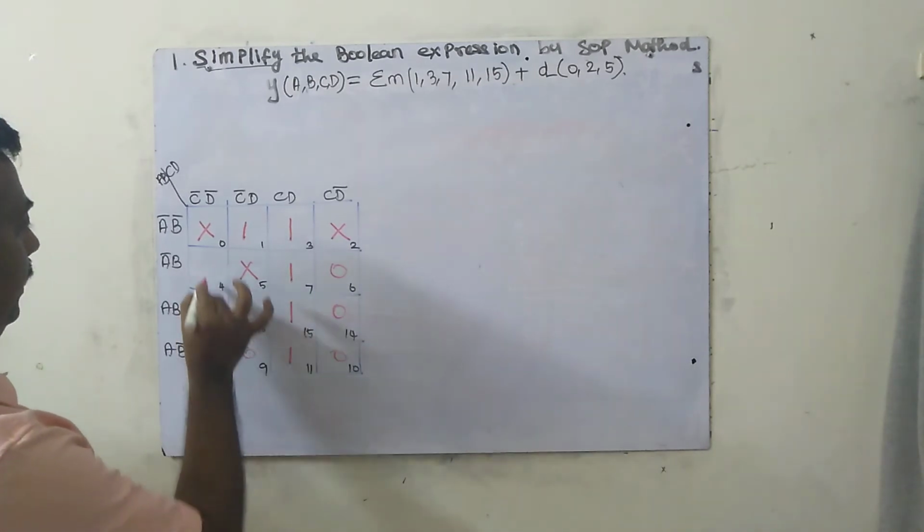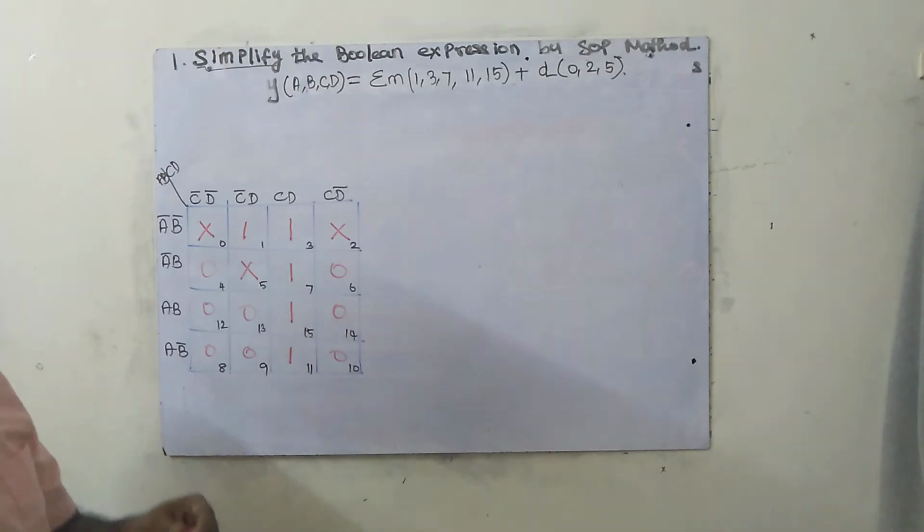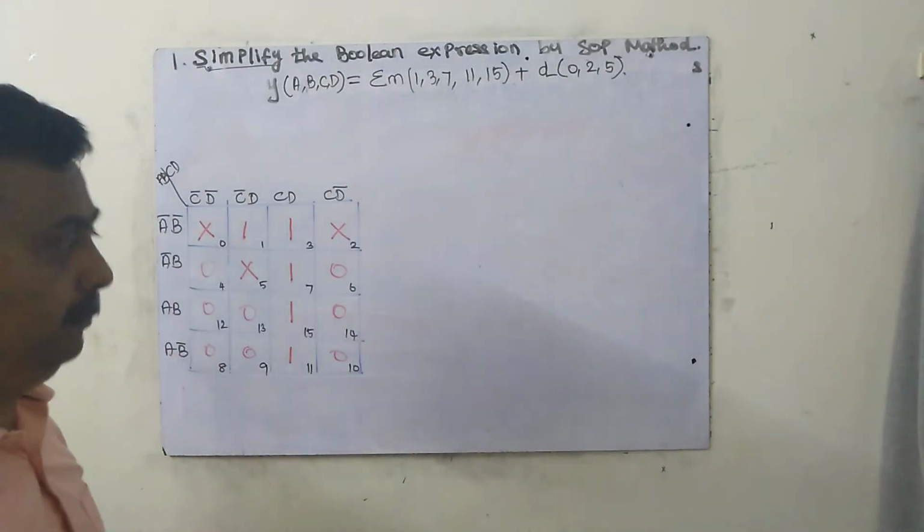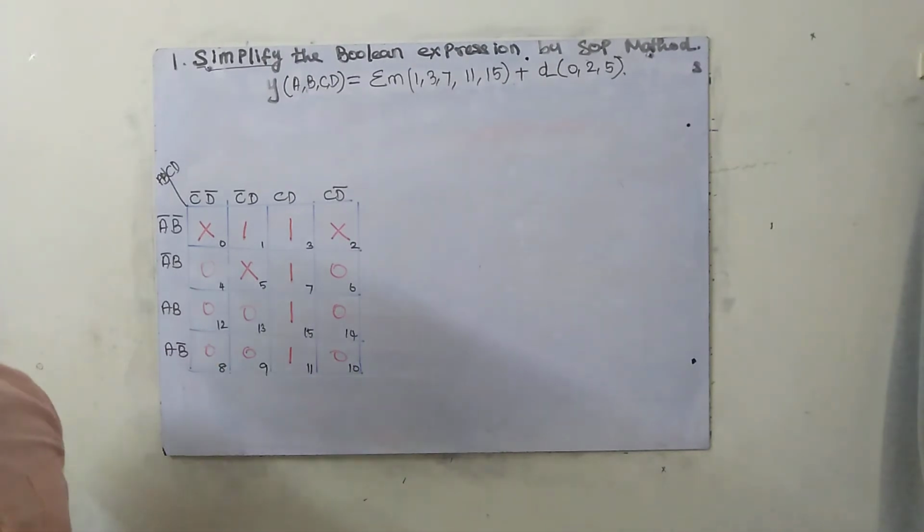This is filling the K map. Sorry, filling the K map, correct. I have filled the K map. Okay, now we have to box it.